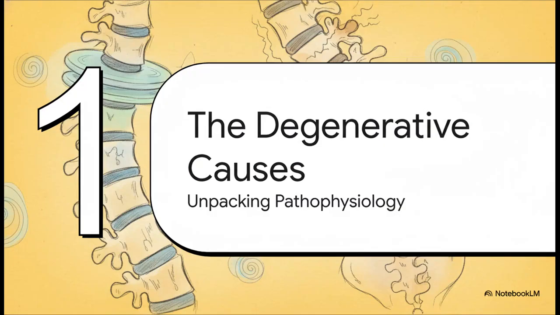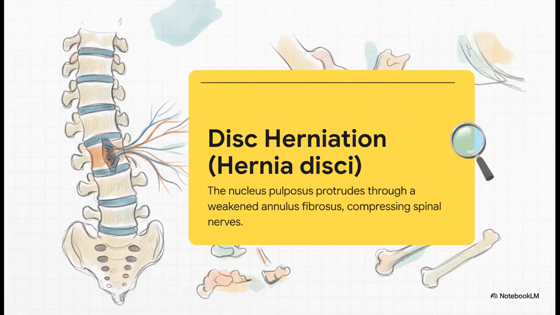So what's actually causing all this degeneration? Let's break down the pathophysiology. There are really three main culprits here. Think of them as the big three causes you always need to have in your back pocket for your differential diagnosis. First up, we have the classic disc herniation, or hernia disci.